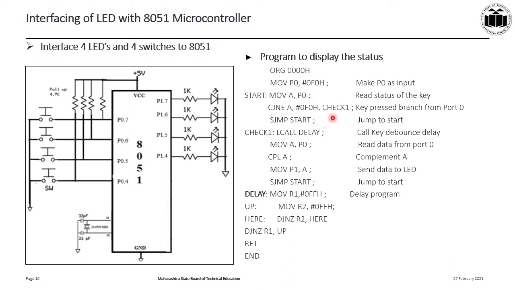In case a key is pressed, a delay is called for debounce. The data from port 0 is moved to accumulator. Accumulator is complemented and then the data is moved to port 1. Now this is required so that on port 1, whenever the key is pressed, the corresponding LED will receive 1 to turn on the LED. And again, the next monitoring starts.